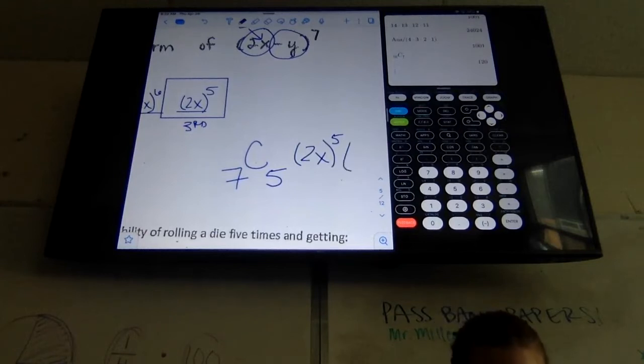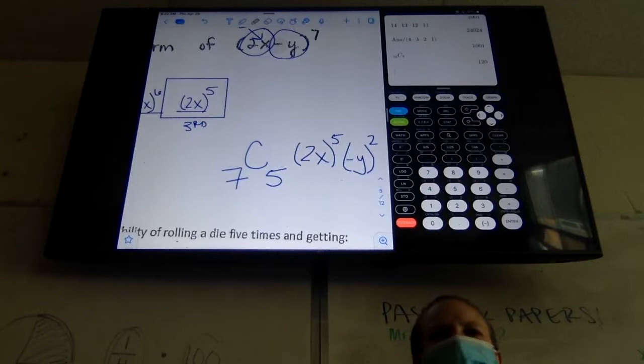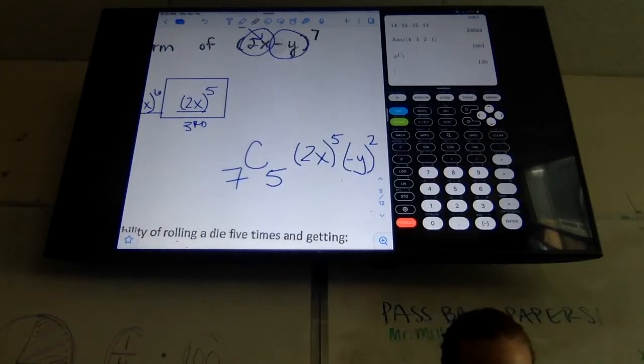And then what's my last term? What's my y term? Good. Carry that negative with you because normally it's a plus sign in between those, so that negative matters. So make sure you carry that negative with you. Negative y raised to the 2nd. Okay. Questions, concerns yet? Okay, let's do 7C5 to find my coefficient.